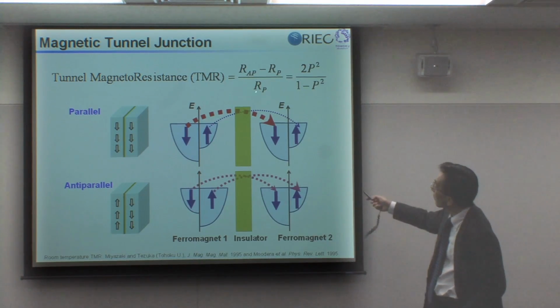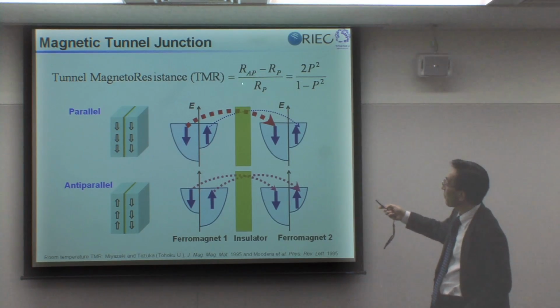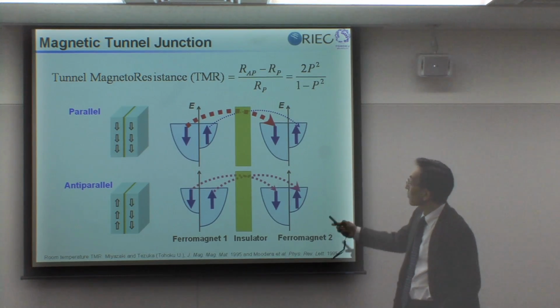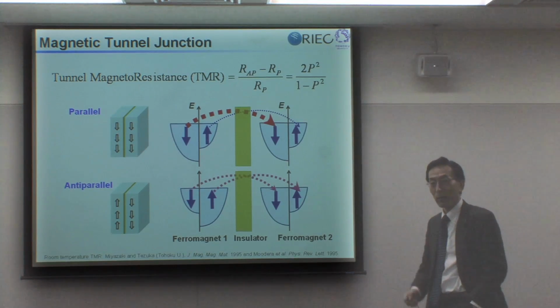And that is defined as here. Antiparallel resistance is high, parallel resistance is low, and the resistance difference divided by parallel resistance is called tunnel magnetoresistance. So this is something that we would like to make high.